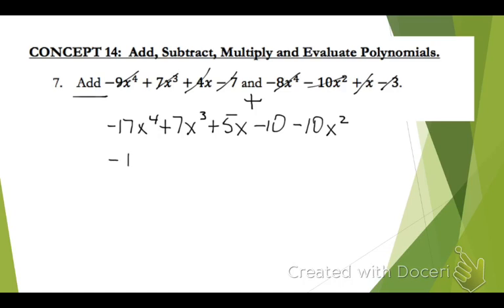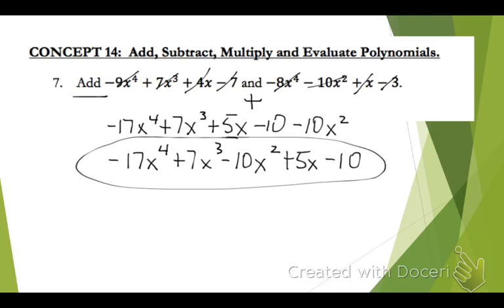Now I'm going to go ahead and rewrite this in standard form. So I'll start with my x to the fourth term, and then x cubed, and then I'll write my x squared term, plus 5x minus 10. You know that you have added everything you can when you don't have any repeats with your exponent terms.